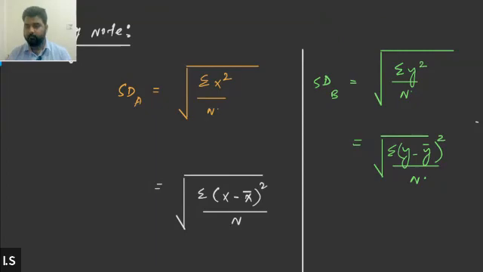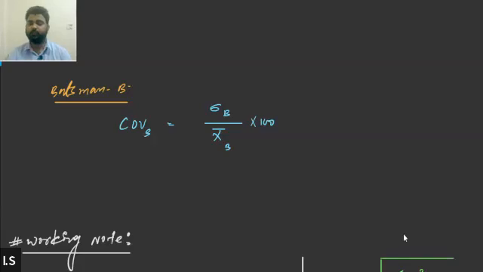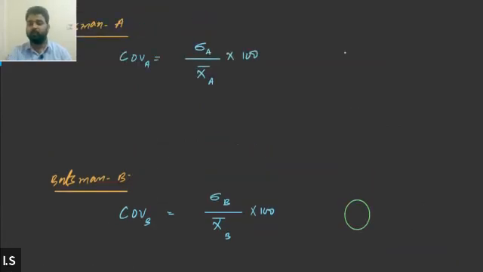And we will calculate the standard deviation. And once we get the value of the standard deviation, we will put it at this point here, and we will put the value of the mean we have earlier calculated, and then we will calculate the coefficient of variation of the second batsman as well. And after calculating the coefficient of variation for both the batsmen, we will compare them, and the lower coefficient of variation will indicate that that particular batsman is more consistent.